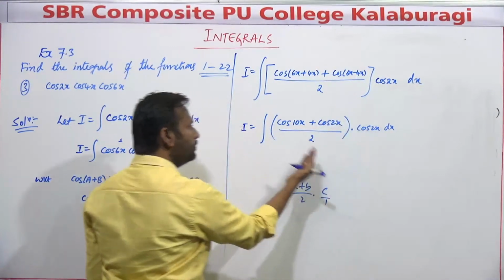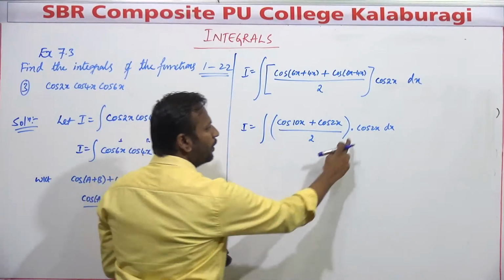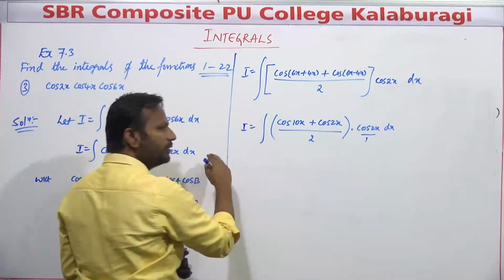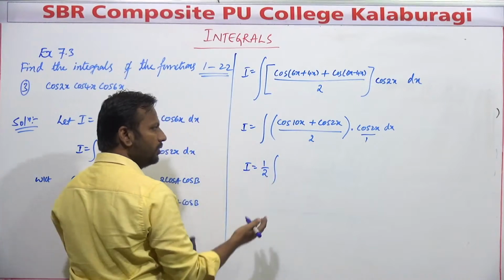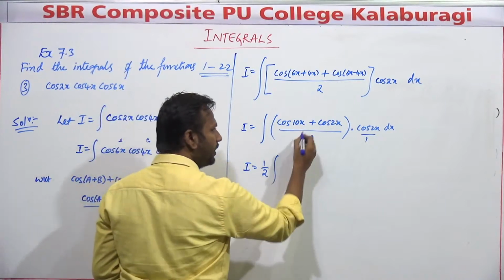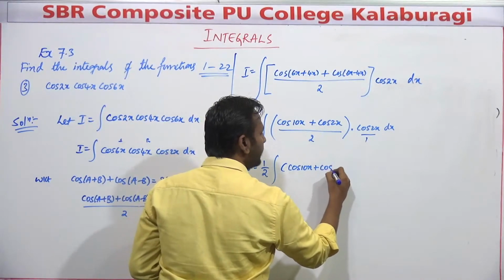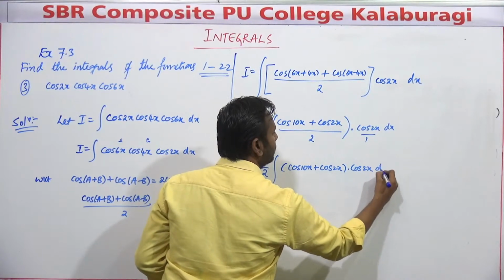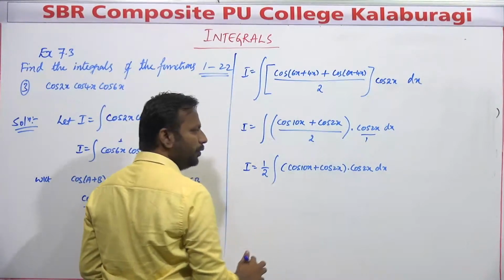So 1 by 2 you send out of the integral sign there. Right? It is a product. It is nothing but 1 here. 2 ones are 2. So 1 by 2 you send out of the integral sign. Take the constant outside. What remains here? Cos 10x plus cos 2x, into cos 2x there. So these things are left out. The numerator I took here. Right?